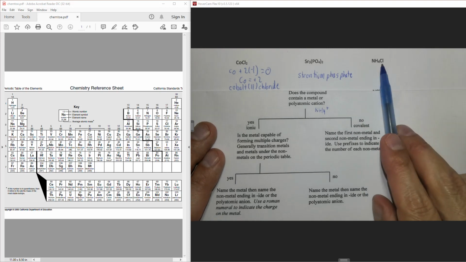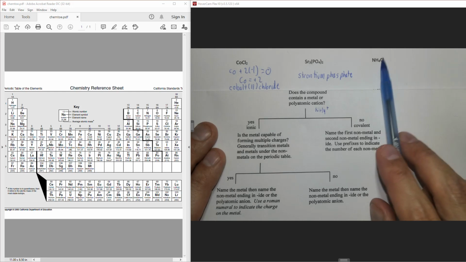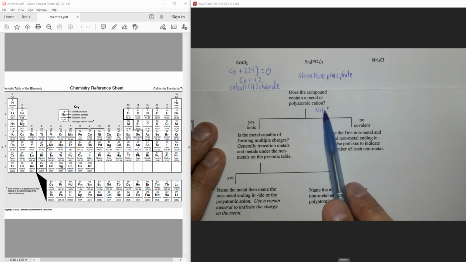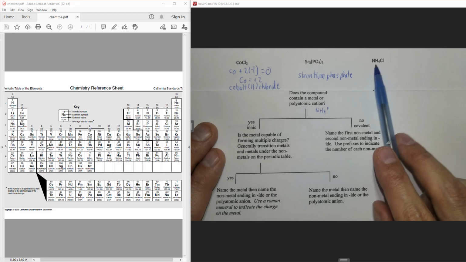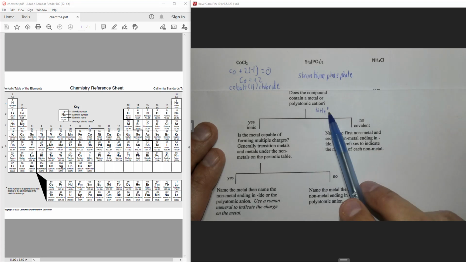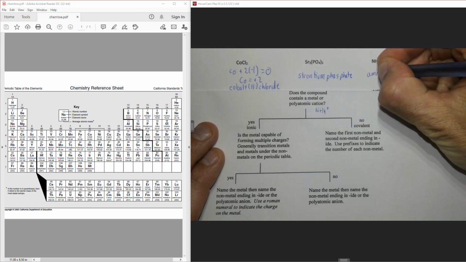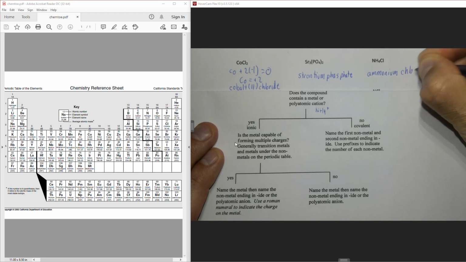All right, we have NH4Cl. This is interesting because this is an ionic compound that doesn't contain a metal. So the first question is, does the compound contain a metal or a polyatomic cation? And the polyatomic cation is ammonium. Okay, so it has ammonium in it. Ammonium is not capable of forming multiple charges, so you're never going to use the Roman numeral with ammonium. So this is just ammonium chloride.